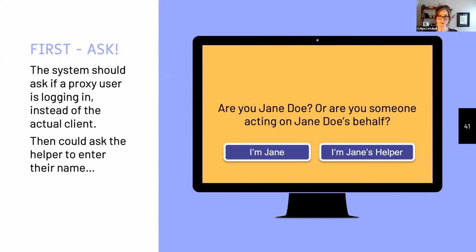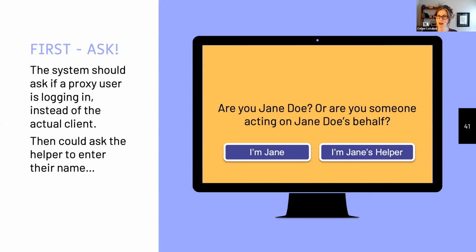Well, the first thing could be that when you log in, the system asks, are you Jane Doe or are you someone acting on Jane Doe's behalf? And if you're somebody who in good faith is helping your neighbor or your aunt or whatever, you're going to say, I'm Jane's helper. You're not going to pretend to be her if the system asks you. So this clearly is not going to protect against the people who really, really want to engage in strong fraudulent activity, but this is going to help in a lot of ways to cut down on minor issues.